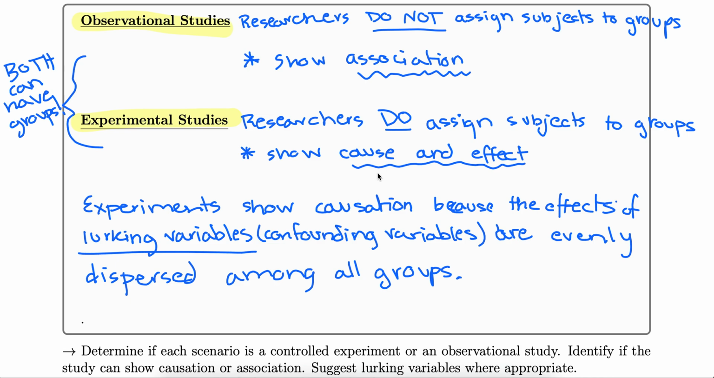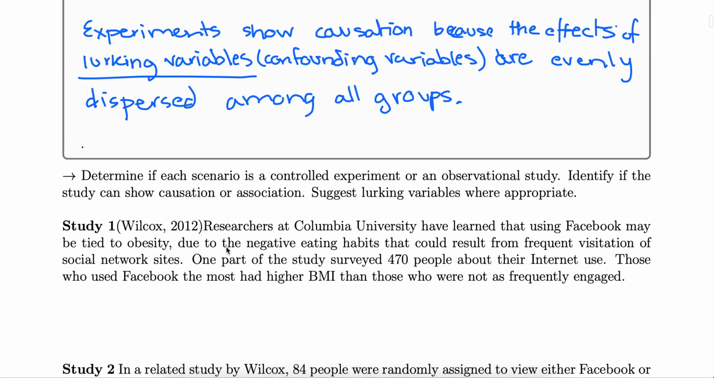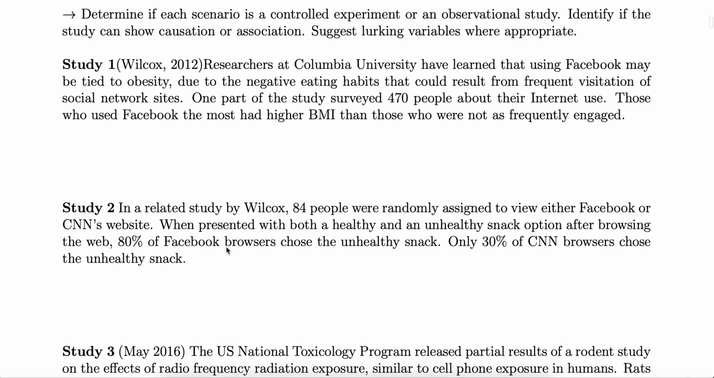And the reason is any third-party variables or lurking variables that might be heavy in one group versus the other are now evenly dispersed among all the groups with random assignment and do not affect the outcome. This allows us to show cause and effect. So now we're moving on to some examples of this.